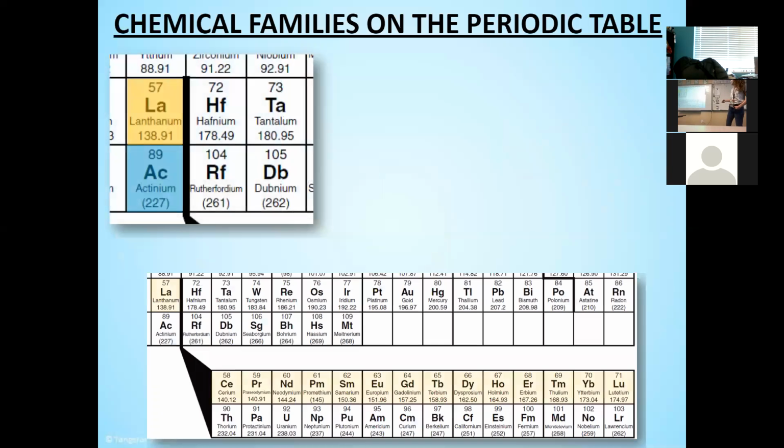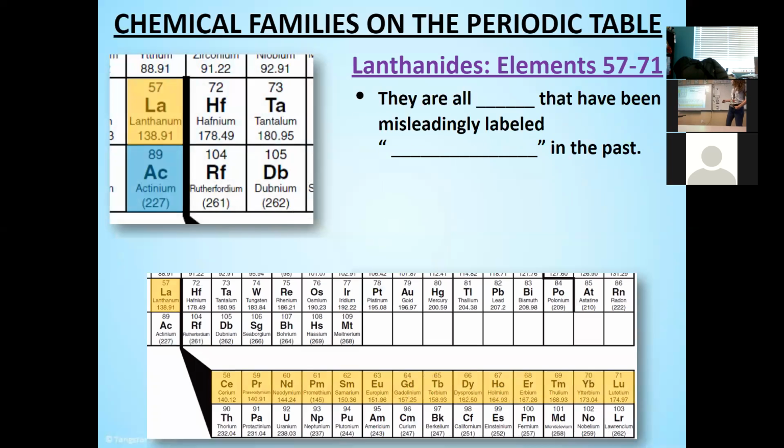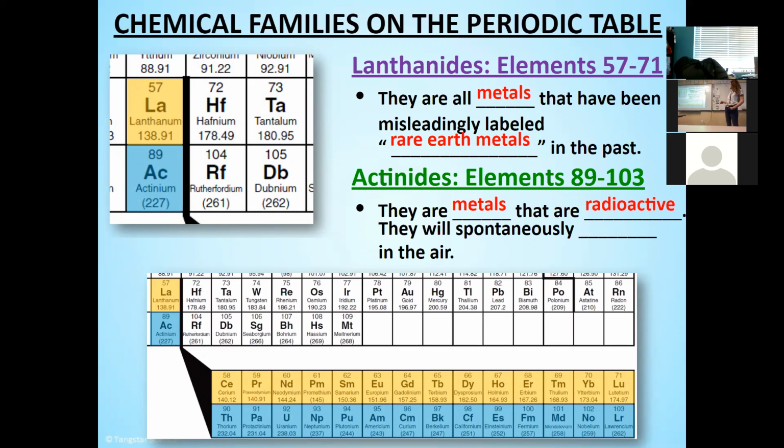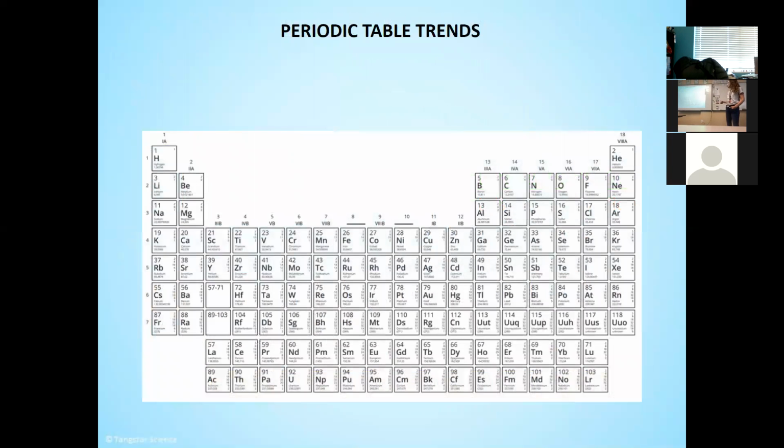So the lanthanides, they are all metals that have been called rare earth metals in the past. Now we call them lanthanides. We're not doing anything with them in this class. And the actinides, they are also metals that are all radioactive, every single one. We're not doing much with them in this class. They will spontaneously combust in the air though, so that's kind of fun. And they're radioactive.